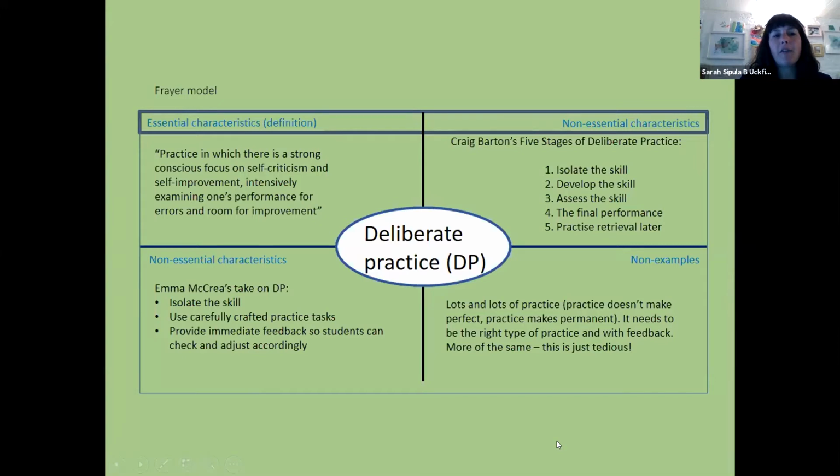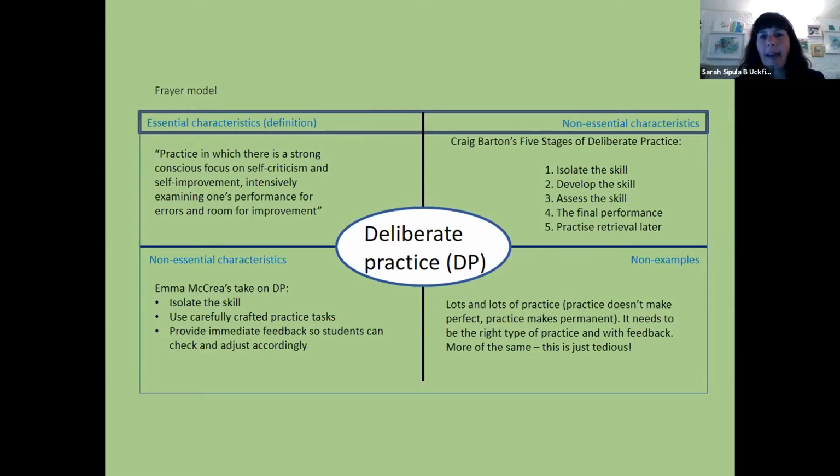I'm not going to read through the whole thing because it's here for you, but I'm going to draw your attention to the top right where it says Craig Barton's 5 stages of deliberate practice, and the bottom left where it says Emma McRae's. I like this because Craig Barton and Emma McRae are 2 people that have written fantastic books about teaching maths and know a lot about mathematical pedagogy. And what I like here is we've got a kind of competition, Craig versus Emma, which I think they'd be quite over the moon about.